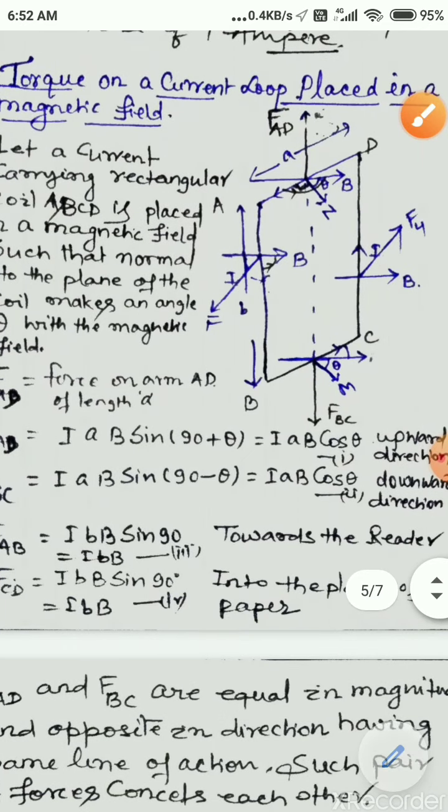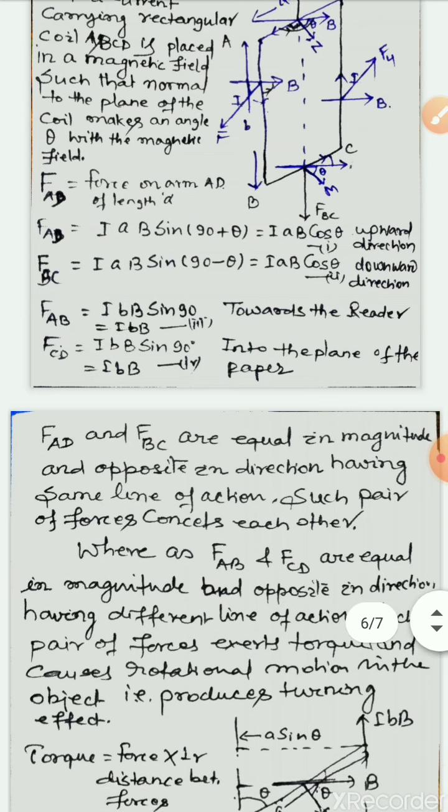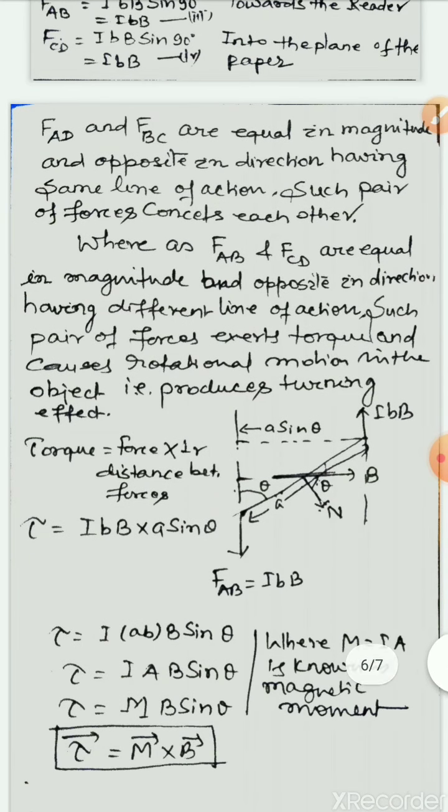So the forces F_AD and F_BC are equal in magnitude and opposite in direction, having the same line of action. Such a pair of forces cancels each other, whereas the forces F_AB and F_CD are equal in magnitude, opposite in direction, having different lines of action. Such a pair of forces exerts torque and causes rotational motion in the object, that is, produces a turning effect.